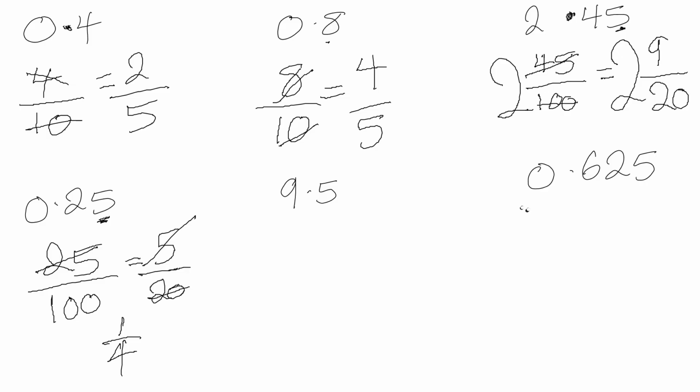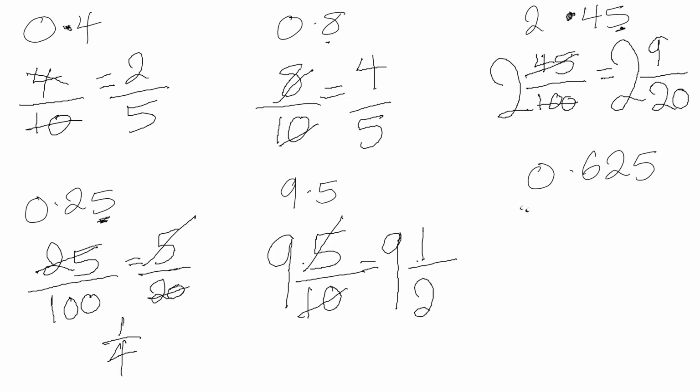Example 5, we have 9 as the whole number, 5 as our numerator, over 10. Why is it 10? Because the place value for 5 here is tenths, so 10 is the denominator. We have to reduce the fraction. We have our 9 whole number. 5 divided by 5 is 1, and 10 divided by 5 is 2.